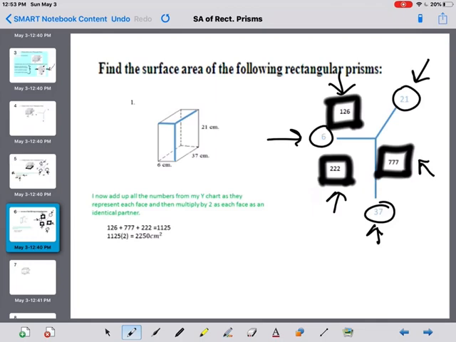So again, each of these numbers, 126, 222, and 777, are representing the areas of 3 of the different sides of the prism. We know that the other 3 sides are going to measure exactly the same and have the same areas. So that's why at the last step, we double it. So first, again, we want to add together our 126, 777, and 222. We're going to take that sum and double it to give us the total surface area of this prism.